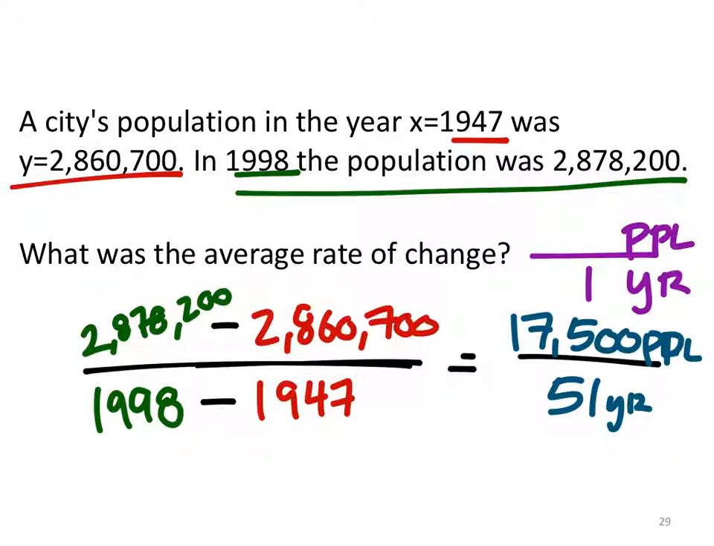17,500 people over the 51 years. So how many people is that for every 1 year? That simplifies to 343, maybe 0.3 repeating or something like that. In any case, and I do believe it does say that on the homework, to round to the nearest person, which would be, in this case, it appears, 343. So the average rate of change, 343 people per year.